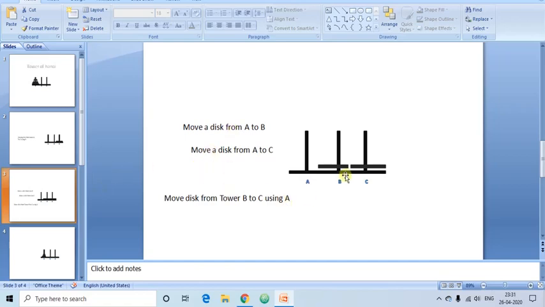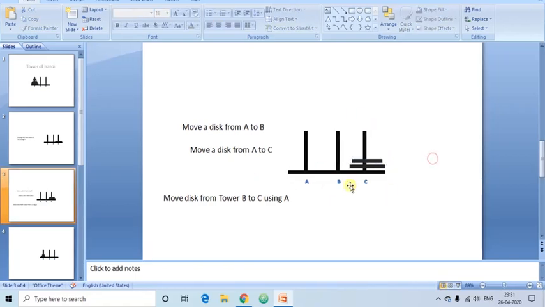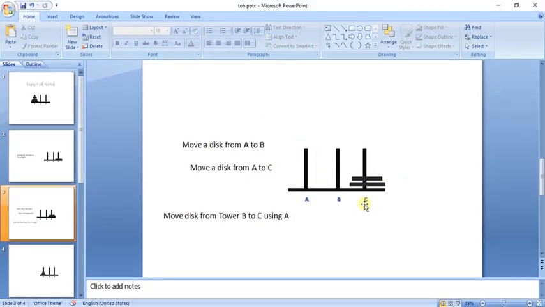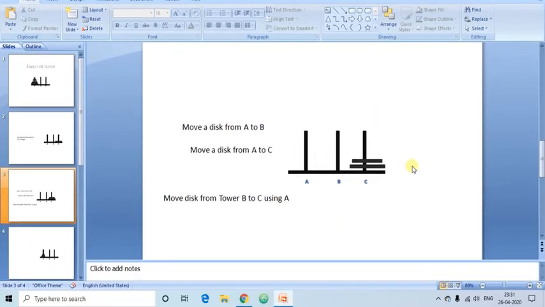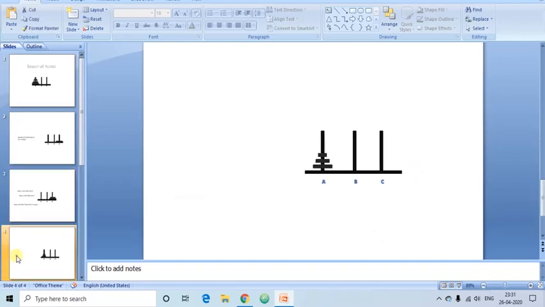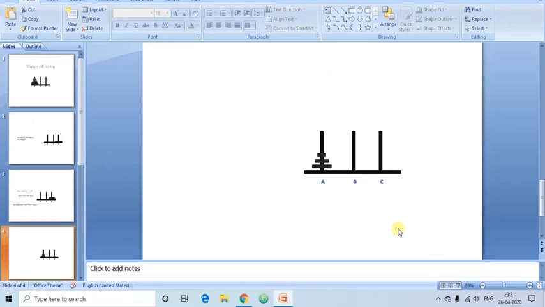Now lastly we are going to move B to C. So now we can see all the disks from A are moved to C. Now we got the algorithm: how to move two disks from A to C. Next, we have performed two, we have performed one. Now we have to perform this one.